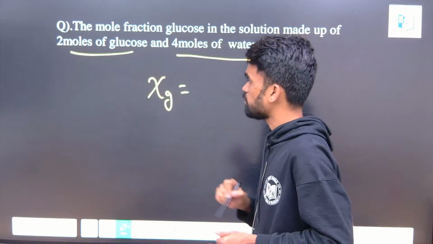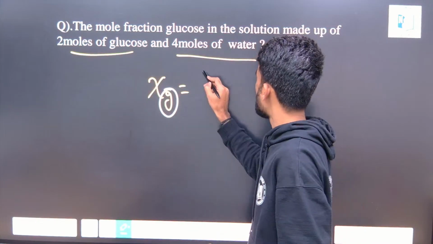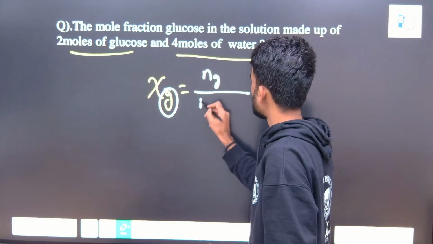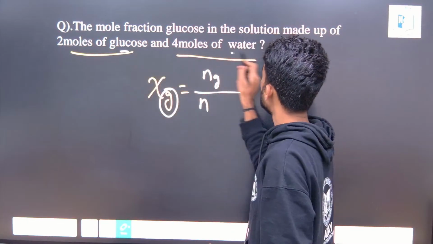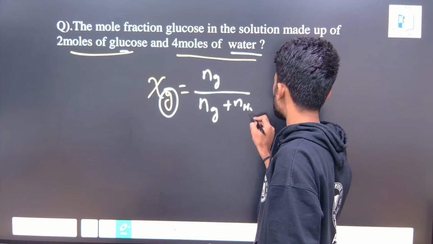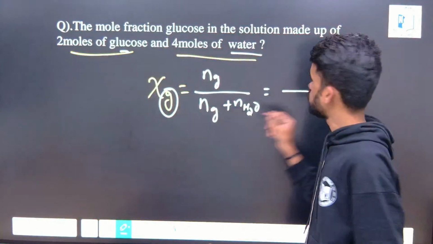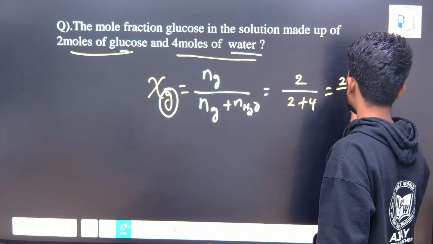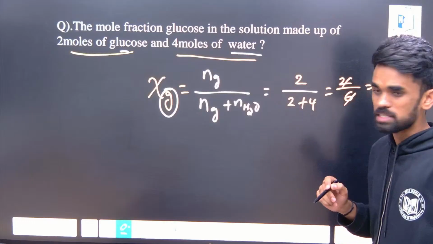The mole fraction of any component will be equal to the number of moles of that component, here the number of moles of glucose, divided by the total number of moles in the solution. The solution is made up of glucose and water, so n glucose plus n water. n glucose is given as 2, so 2 by 2 plus 4, that is 2 by 6, so 1 by 3. We solved this question in the last class.